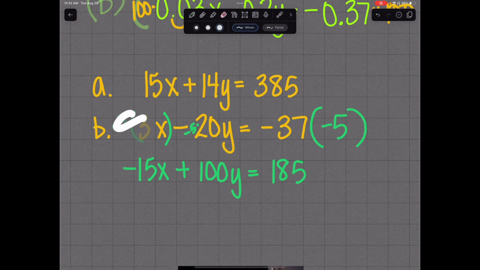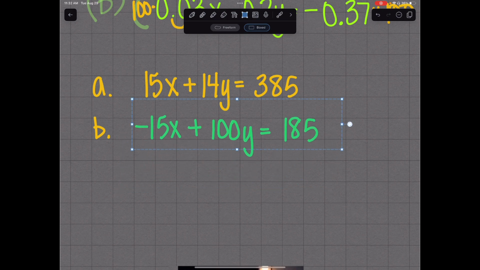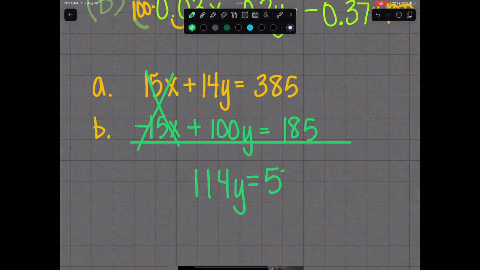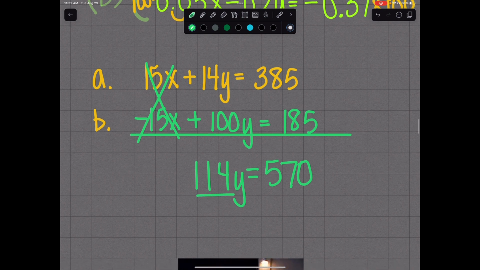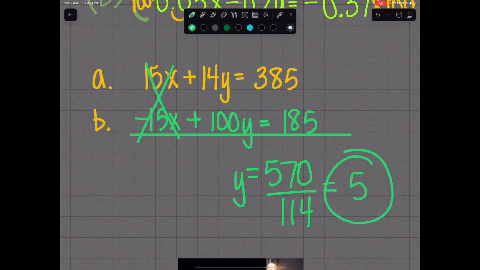Now I can go through and erase all of this. And now I've got two equations I can totally work with. Let's add them together. When we do that, the x's cancel out, right? And we got 14y plus 100y, 570, divide by 114. And then y is equal to that fraction, and you can simplify it or put it in your calculator, and it's 5. And that's solved.